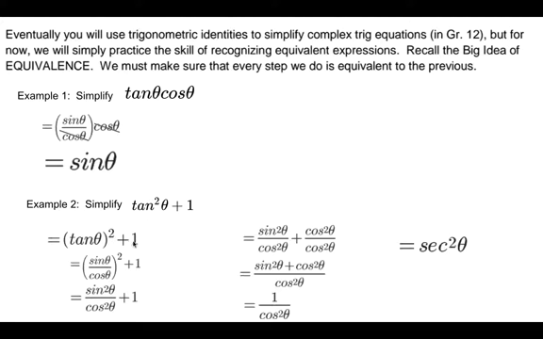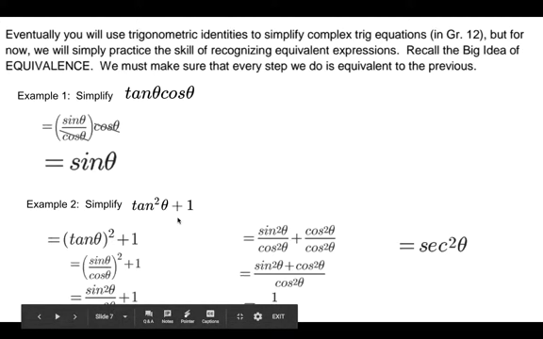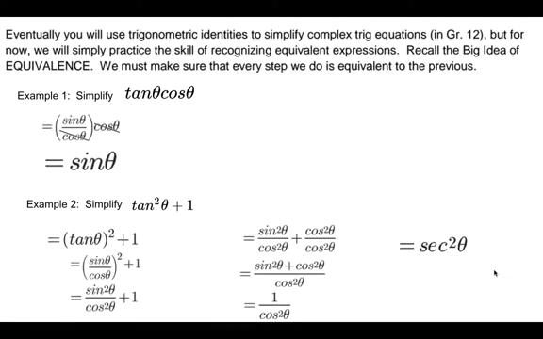What this basically means is that if you graph tan squared plus 1 with a variable, and you graph secant squared, you get the exact same thing. It's kind of interesting.